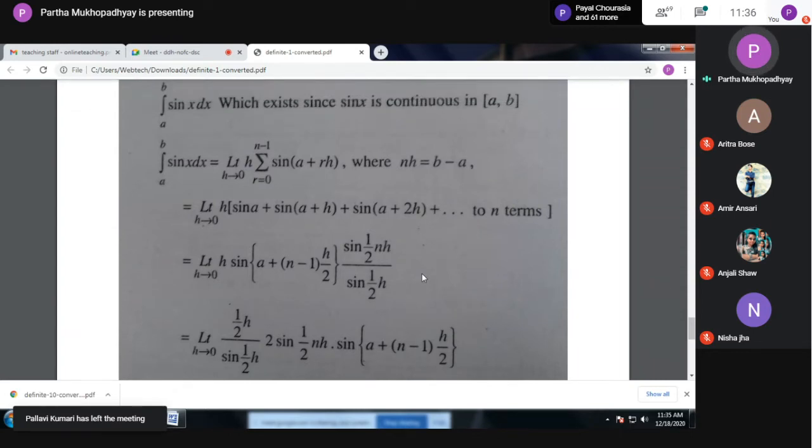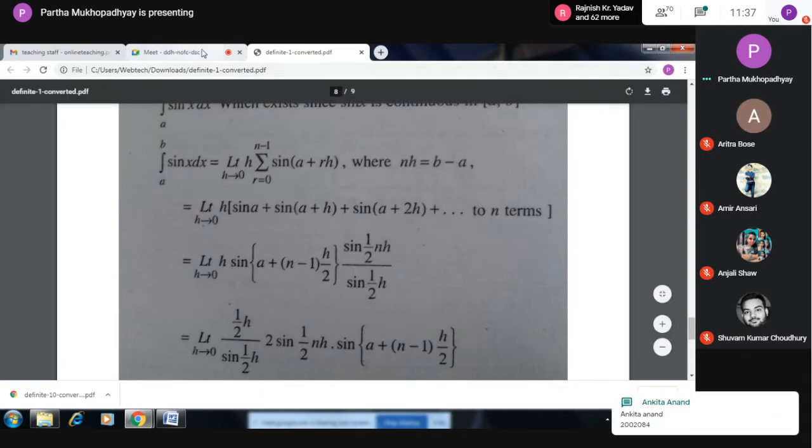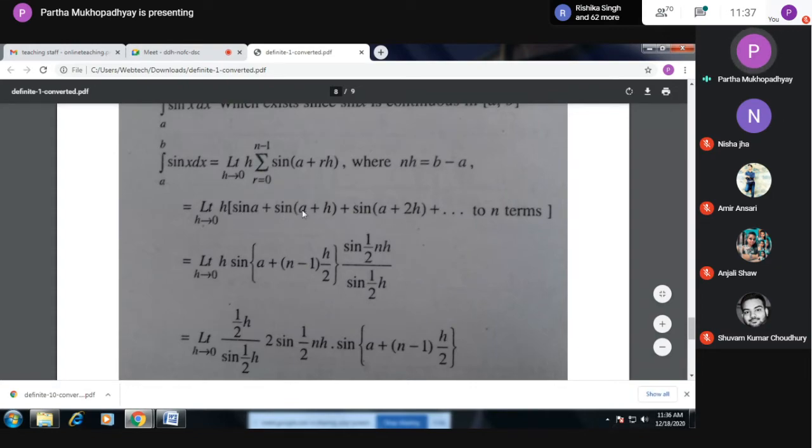So where is this coming from? Do you have any idea? Can anyone say where this sum is coming from? These are not AP terms. Sin a and sin(a + h) are not AP terms. Sin a plus sin h is not sin(a + h). This way you cannot say. These terms are not in AP.